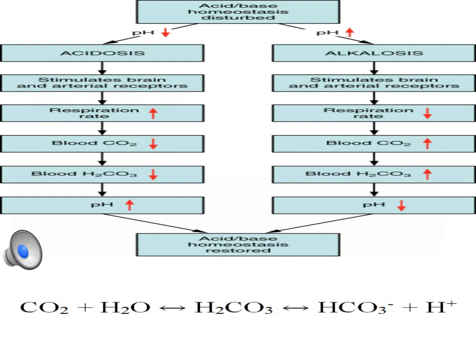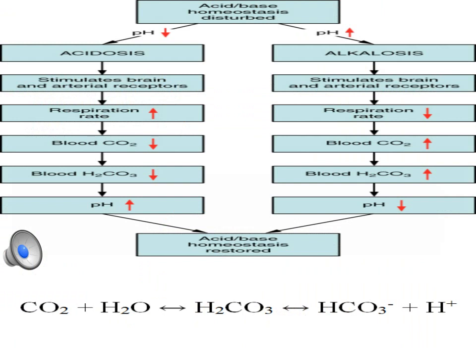So coming to the compensatory mechanisms, when you have acid-base homeostasis disturbed, when you have acidosis. As we all know, acidosis means there's a decrease in pH. It stimulates the arterial and brain receptors. So if you have a respiratory acidosis, that means an increase in blood PCO2. So respiratory rate is increased. So what happens? The blood CO2 is washed out and blood H2CO3 is decreased. In the equation, H2CO3 can split into HCO3 and H plus. So HCO3 is reabsorbed and H plus is excreted.